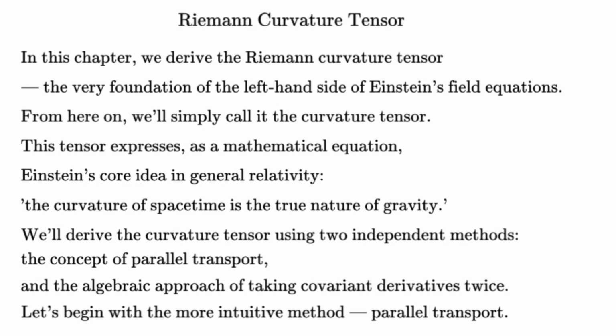Riemann Curvature Tensor. In this chapter we derive the Riemann Curvature Tensor, the very foundation of the left-hand side of Einstein's field equations. From here on, we'll simply call it the curvature tensor. This tensor expresses as a mathematical equation Einstein's core idea in general relativity. The curvature of spacetime is the true nature of gravity.